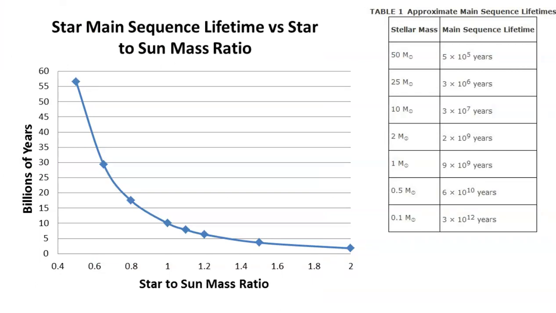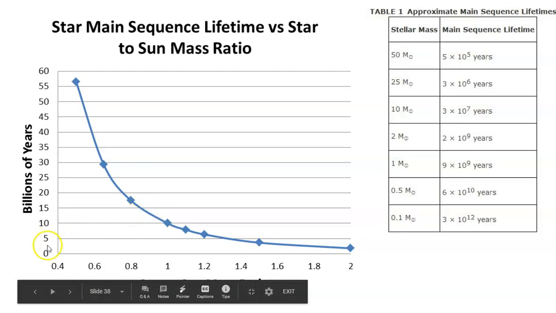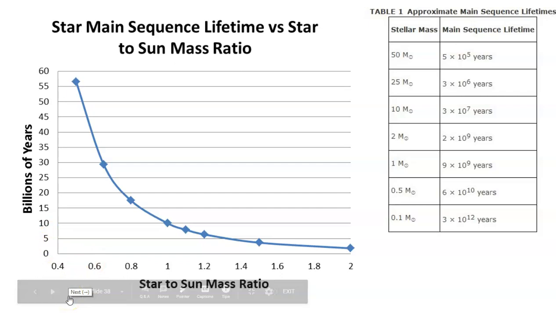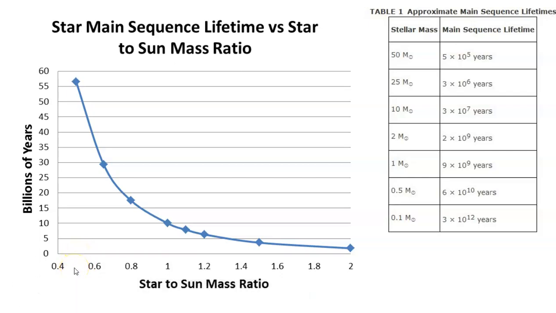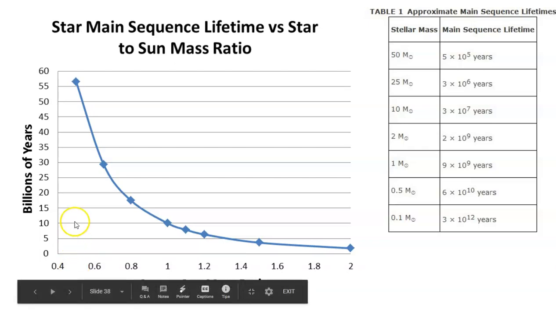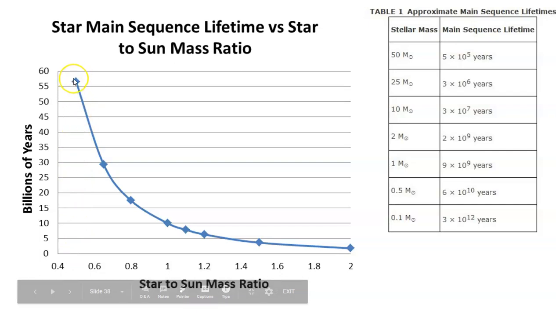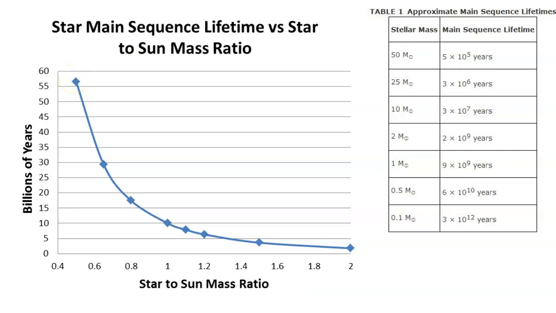We looked at this graph and the data table. So make sure that you are able to identify, using this information, how long a star is going to live based upon its mass. So for example, if a star has a mass of 0.5, so it's half that of our sun, then it's going to live, you follow this up to here, it's going to live about 57 billion years. You could also find it out using the data table.